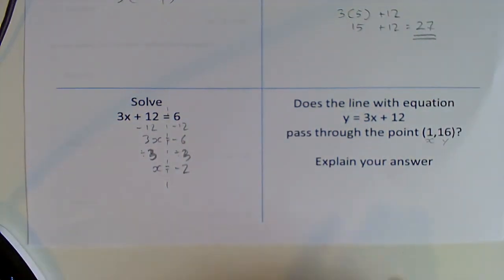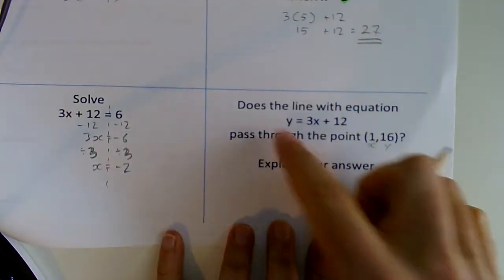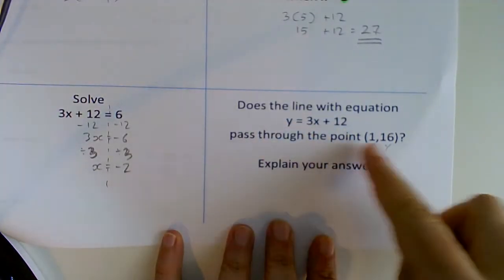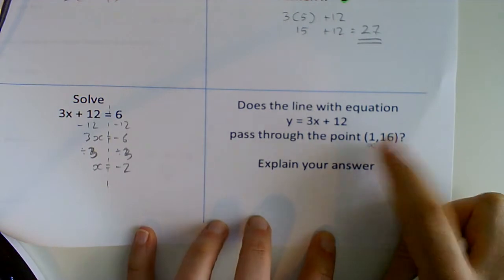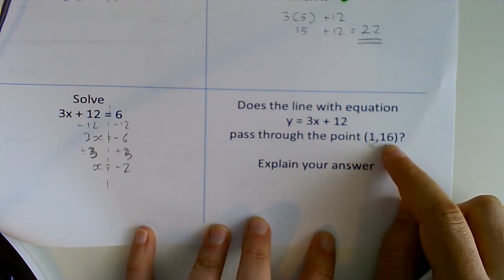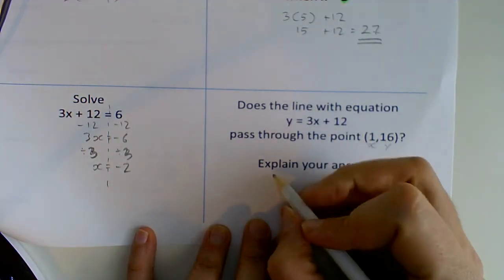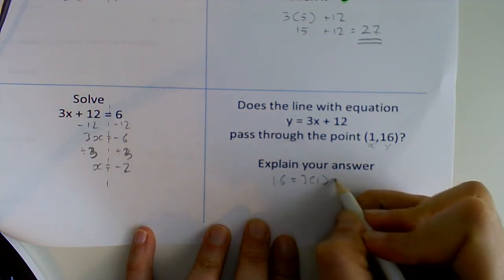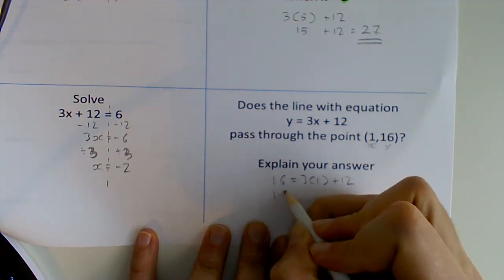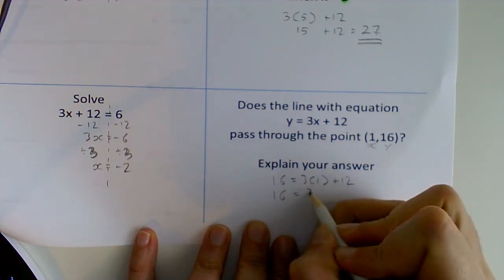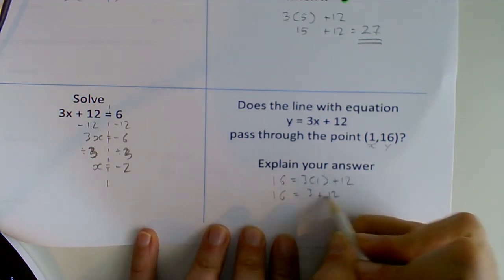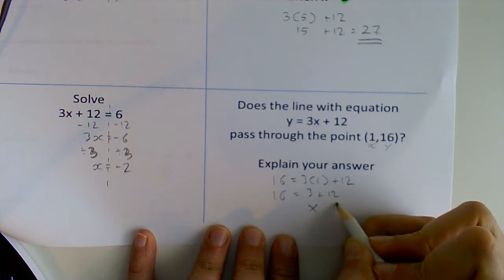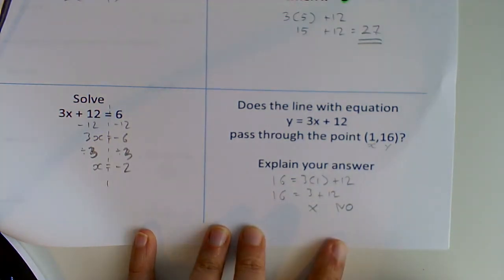Right? And the final one there, does the line with this equation go through this coordinate? Well, that means that when x is 1, y is going to be 16. So let's replace them in there and see if it works. Does 16 equal 3 times 1 add 12? Well, that would be 3 add 12. Does 3 add 12 make 16? No, it doesn't go through. Okay, so that was your answer there.